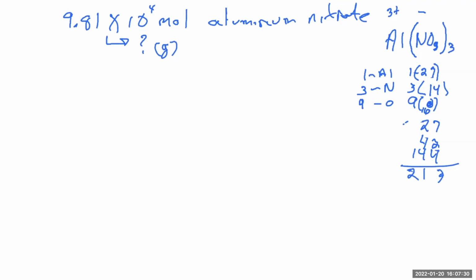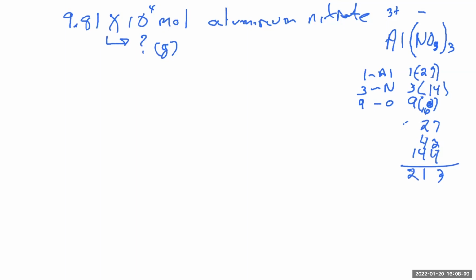What did I do wrong? Let's see, 27. 3 nitrogens. So we had 27, and then nitrogen is 3 times 14, 42. Aluminum is 27, right? Okay, I thought it was a 29. Oh, okay. Yes, you're right. 213. Okay, so 213 grams per mole.